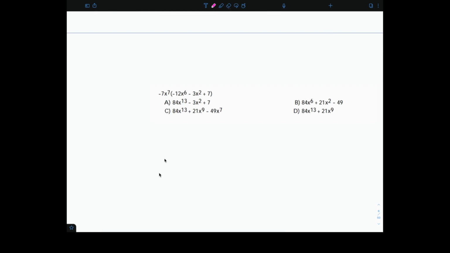So here we have a great exercise in not only distribution, but also playing with exponents. So negative 7 times negative 12 is the same thing as 7 times 10 plus 7 times 2. So that's 14 plus 70, which is 84. Negative times a negative is a positive.